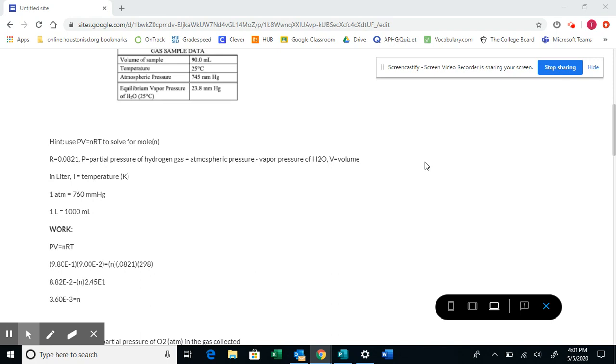And then on the other side of the equation, you have n. You have your constant, which is R, which is 0.0821, and 298, which is the temperature converted from 25 degrees Celsius to Kelvin. Next up, you're going to multiply both sides together, and from there, you're going to solve it like an algebraic equation. You're going to divide 8.82 e negative 2 by 2.45 e1 to isolate n and solve for moles. The final answer should be 3.60 e negative 3.